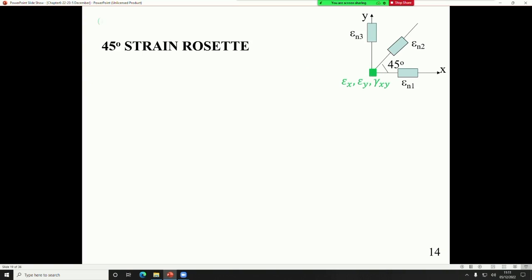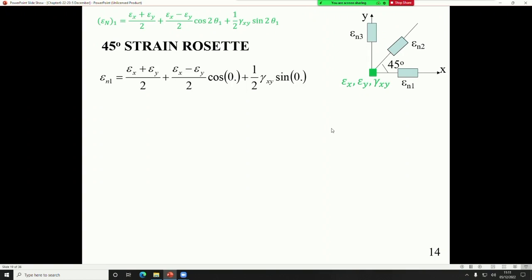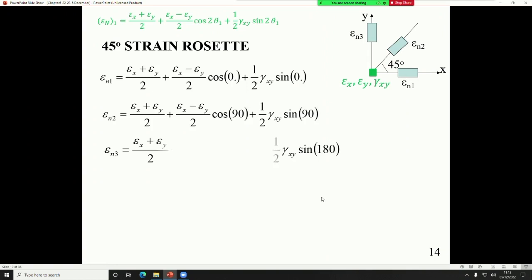Now, if I use the equation I showed you, the strain transformation, for this strain gauge, theta 1 is equal to 0. That is the angle PQ, the main axis of the gauge, makes with the x-axis in the anticlockwise direction. For the second one, theta is equal to 45 degrees anticlockwise. And for the third one, it's not the angle between these two. Again, it's the angle with the x-axis in the anticlockwise direction. So this is 90 multiplied by 2 gives us 180 degrees.